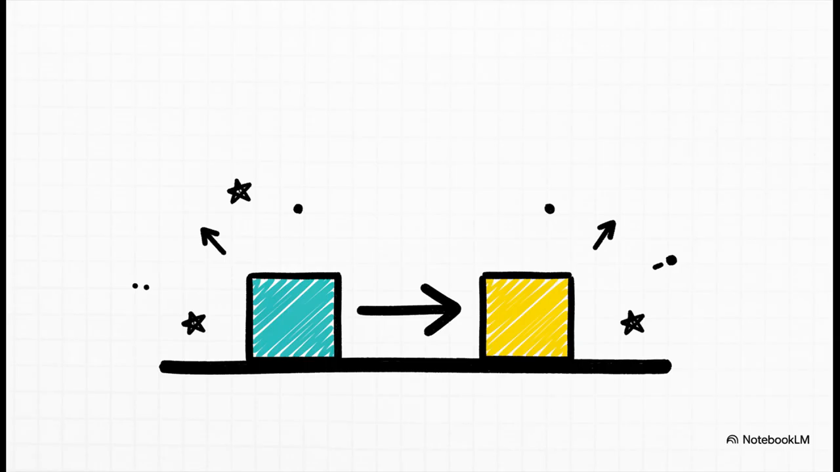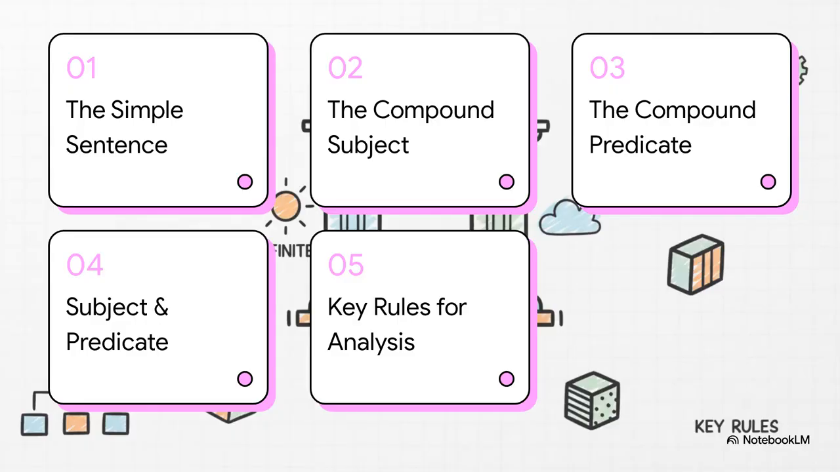This is our foundation. So here's our game plan. We're going to start with this simple sentence structure. Then we'll see what happens when the subject itself gets a little more complex. After that, we'll flip it and look at a complex predicate. And finally, we'll put it all together and see what happens when both parts are compound phrases. To wrap it all up, we'll go over some key rules that make spotting these a total breeze.